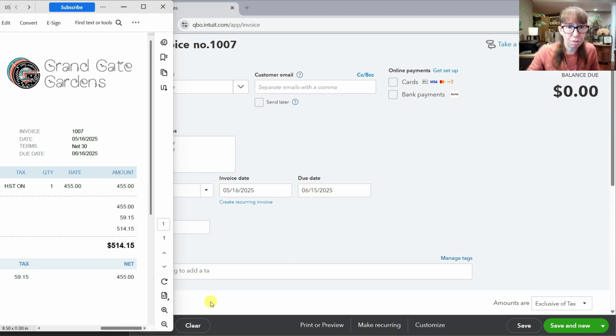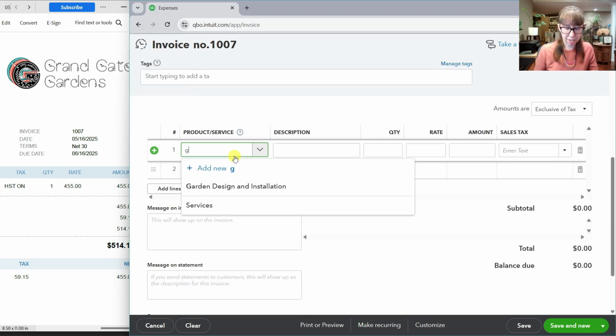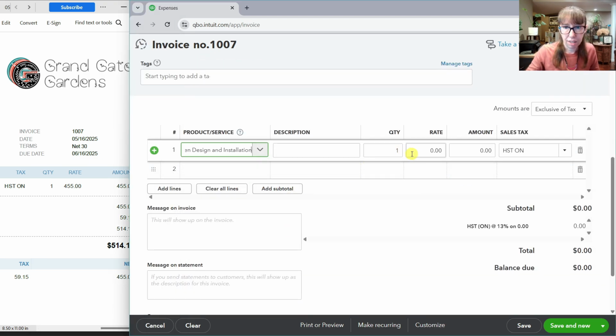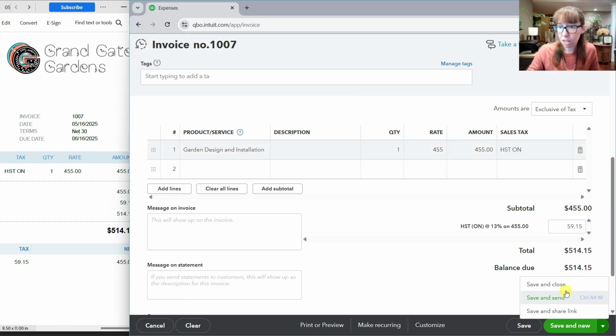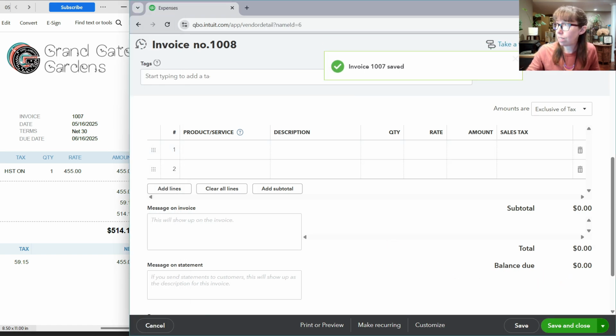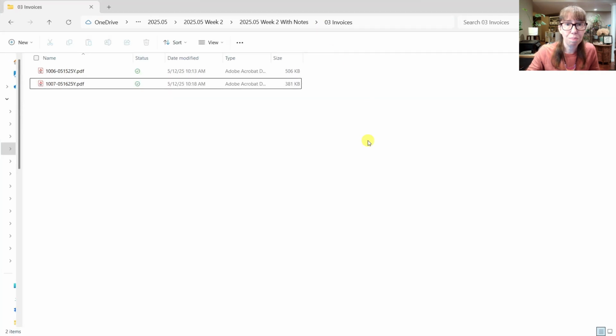And how much is this one for? 455 plus tax. Maybe she had the front and the back done. So that comes to 514.15. Excellent. So we're going to go save and close because that is the last invoice in the invoices folder.